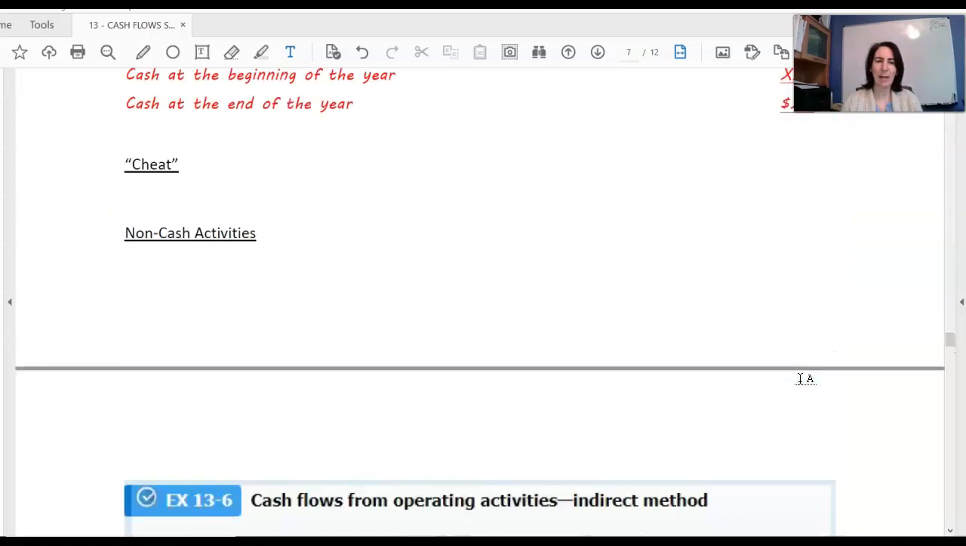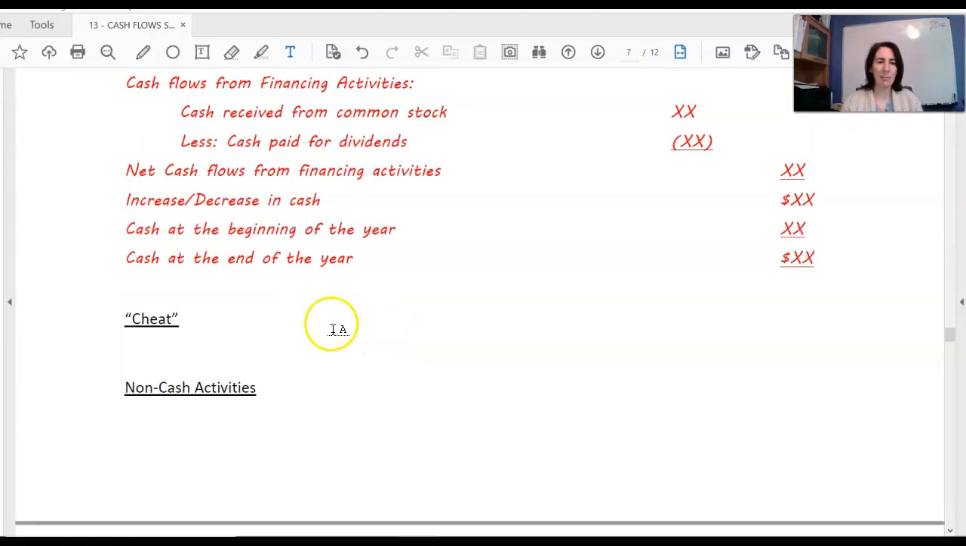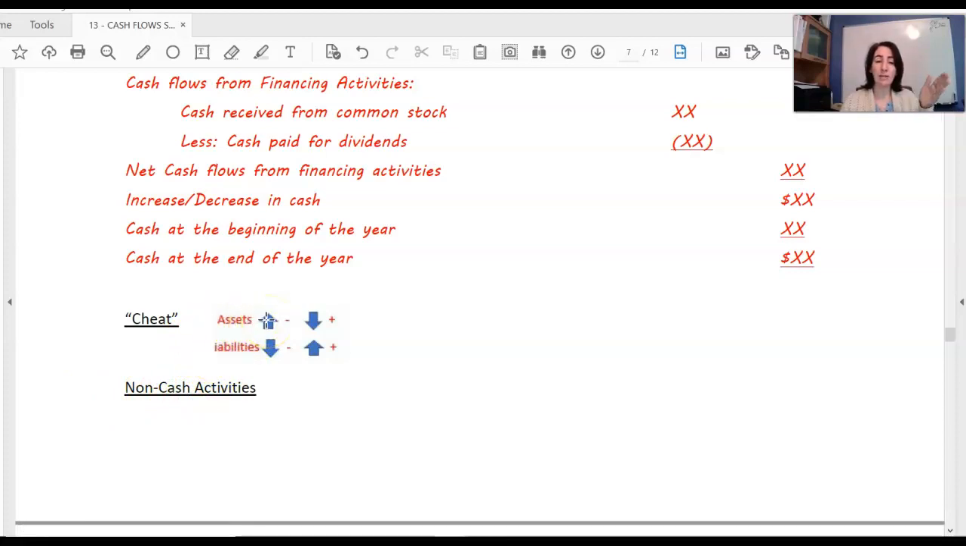All right, so now we're going to go back a page here. And I'm going to show you the cheat. So here's your cheat. I'm sorry the L got cut off in liabilities in my picture. If assets go up from the beginning to the end, it's going to be a decrease to your cash. If assets go down, it's going to be an increase to your cash. Liabilities go down, it's a decrease to your cash. Liabilities go up, it's an increase to your cash. You can look back at what I just did and see that this applies. So that's your cheat.